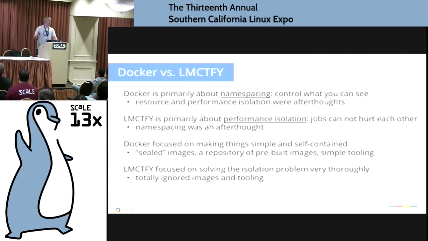Docker is about namespacing. Docker's first concern is about what you can see, right? Resource isolation and performance isolation were really afterthoughts for Docker, and they still really are. You can tell a Docker container a CPU limit and a memory limit, and that's it, right? And what are those units? Well, they're actually just bleed-throughs from whatever the kernel implements, right? So CPU is indicated in shares. Do you know what a CPU share is? It has a technical definition for the kernel, not very useful for users.